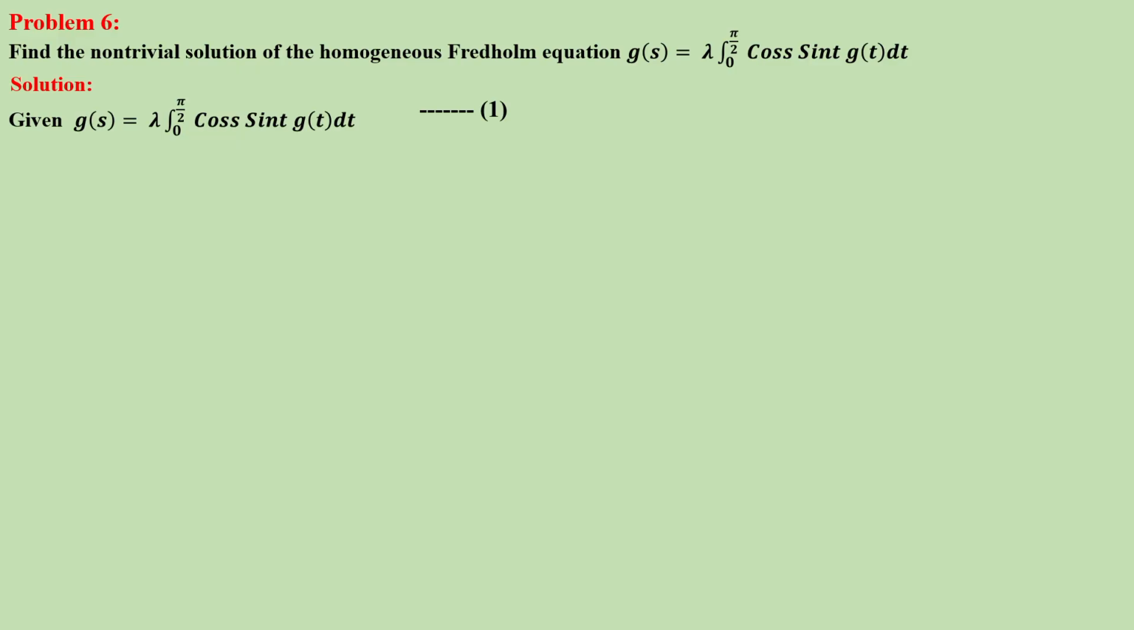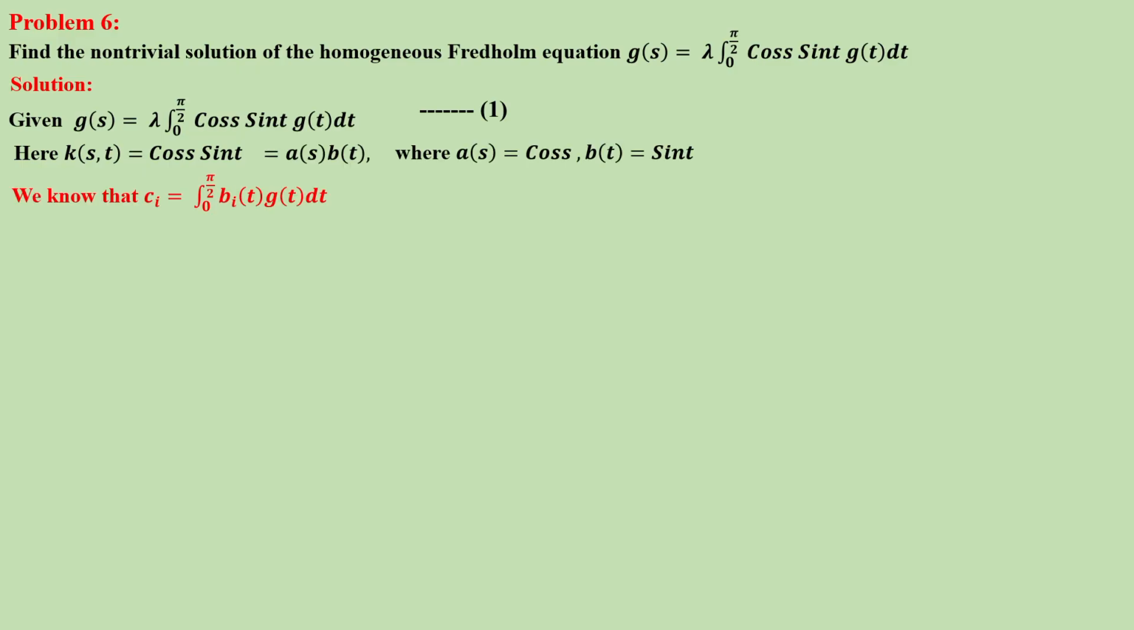So here the kernel k(s,t) = cos s sin t. It can be written as a(s) into b(t), where a(s) = cos s and b(t) = sin t, a separable kernel. We know that c_i = ∫ from 0 to π/2 of b_i(t) g(t) dt. But here we are having only one a(s) and only one b(t).